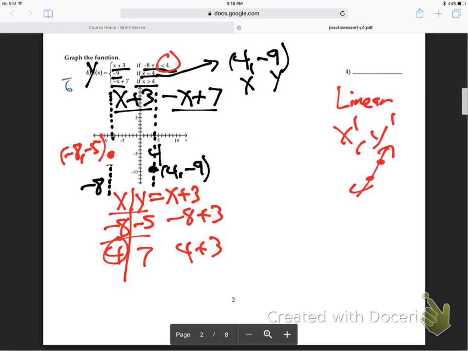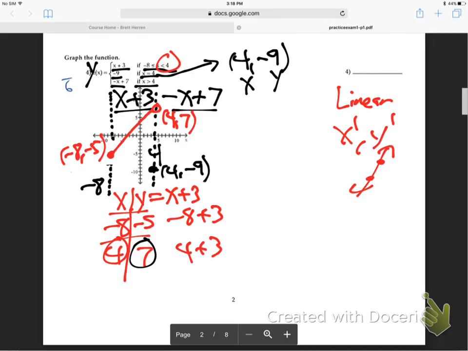All right, so we got that dot, and then the other dot is over 4 up 7. So let's find it. Over 4 up 7, right about there. There's over 4 up 7, and then just connect them. Everybody see what I got there? So that's that section. We've got to do the right section now.